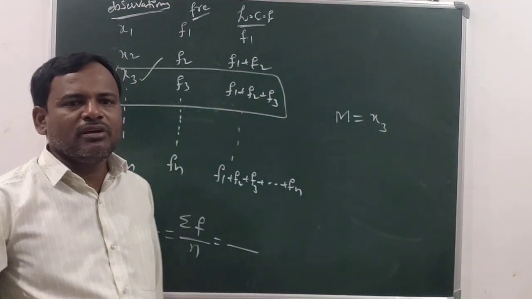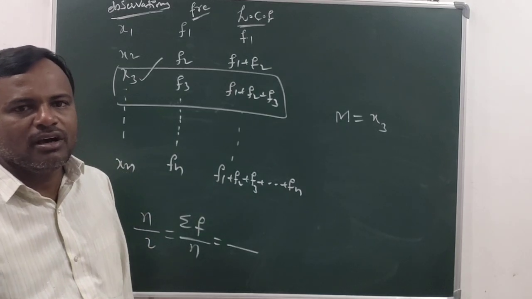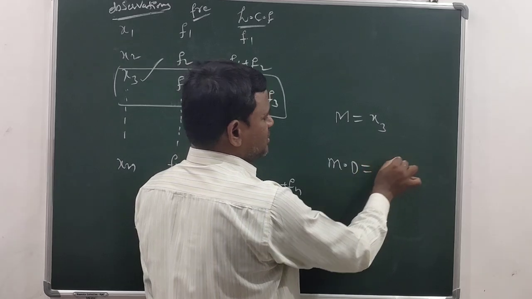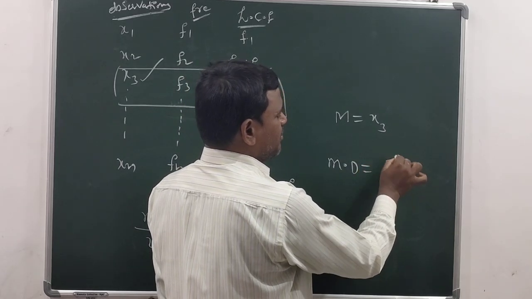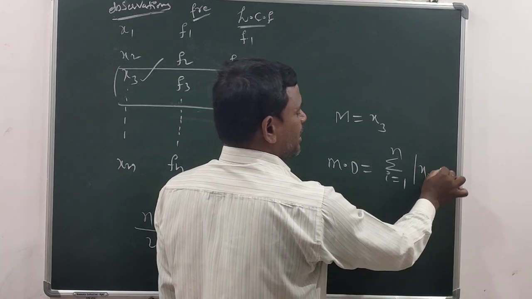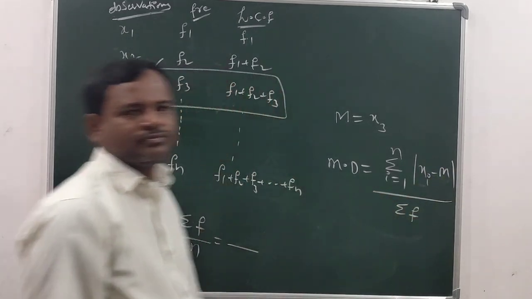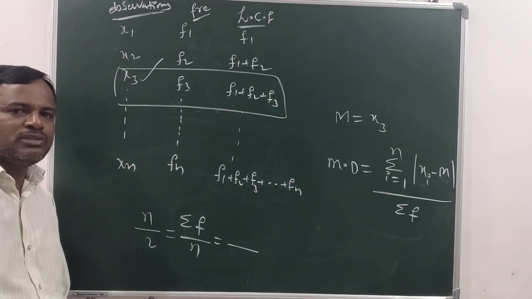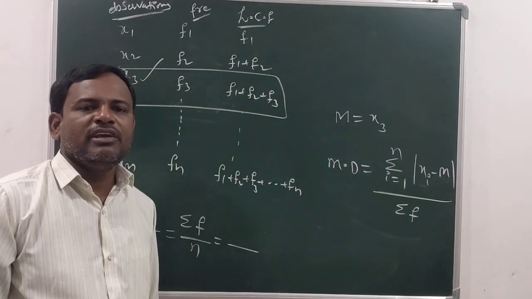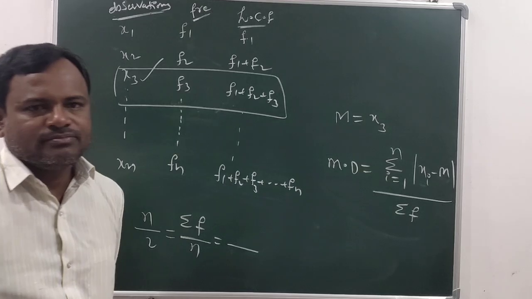Now you have to prepare the mean deviation from their median. How? Same like the previous one. Mean deviation is equal to summation I runs from 1 to n, modulus of xi minus capital M, by sigma f. Okay students, like this you have to find the mean deviation of this discrete data.